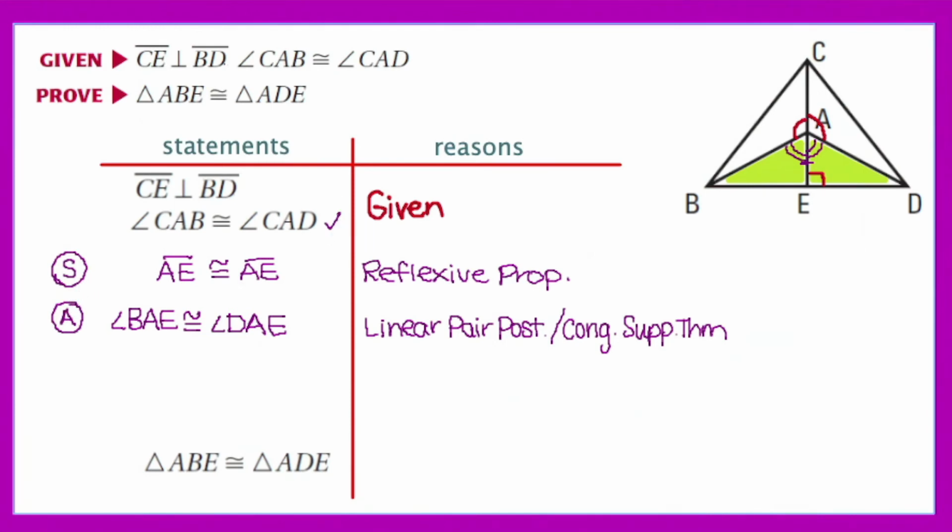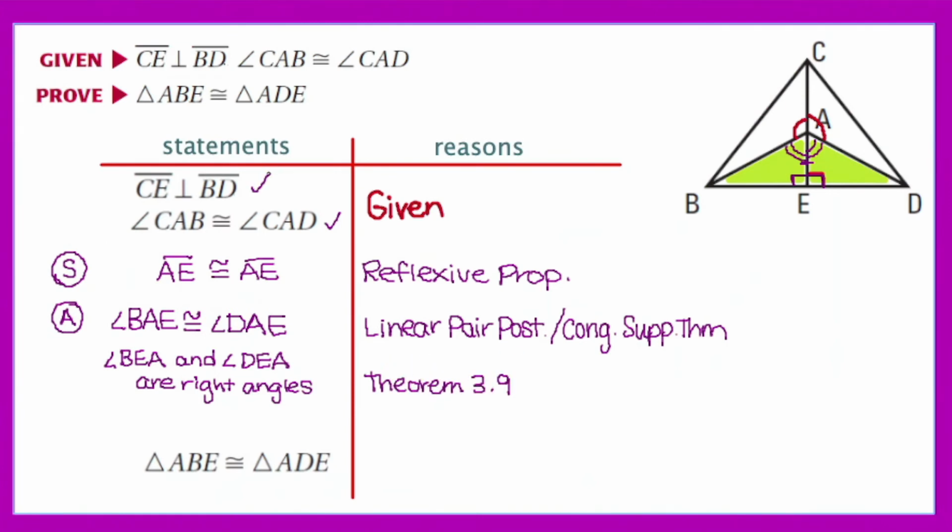And I used that given. You might have noticed I haven't used the perpendicular given, but oh, I plan to. I've got that little right angle right there. And wouldn't this other one also have to be a right angle? Because if I have perpendicular lines, then I have all kinds of right angles, right? If perpendicular, then 4 right angles. That's theorem 3.9. And now I've used that given, and I've got myself some right angles.